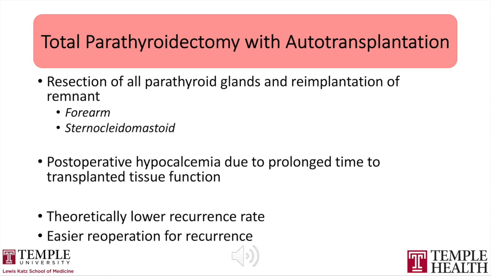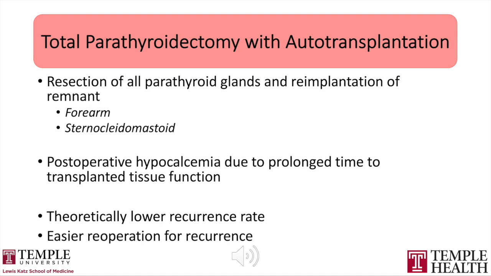Another option for these patients is a total parathyroidectomy with autotransplantation. So you take out all of the parathyroid glands, and then you reimplant a fragment of one parathyroid gland into either the forearm or the sternocleidomastoid. Again, there's differing preferences amongst surgeons. There's no one right or wrong answer here. But you're taking all of this tissue out and you're reimplanting a part of it.